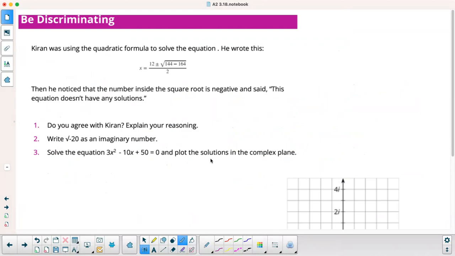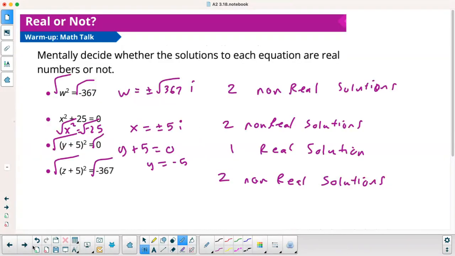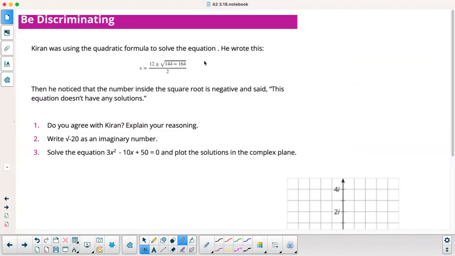All right. So Kieran was using the quadratic formula to solve the equation. He wrote this. Okay. Solve what equation? All right. Well, they didn't give us the equation, but remember the quadratic formula is x equals negative b plus or minus the square root of b squared minus 4ac all over 2a. So basically, he plugged in the a, b, and c and got this.